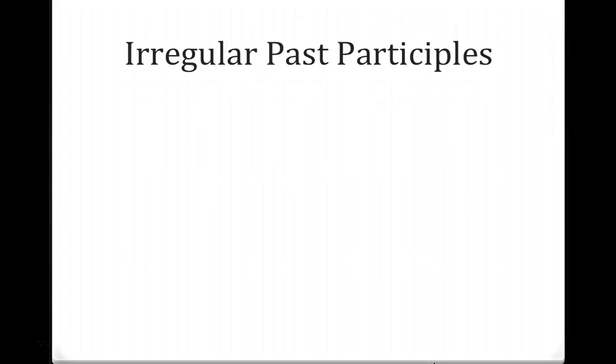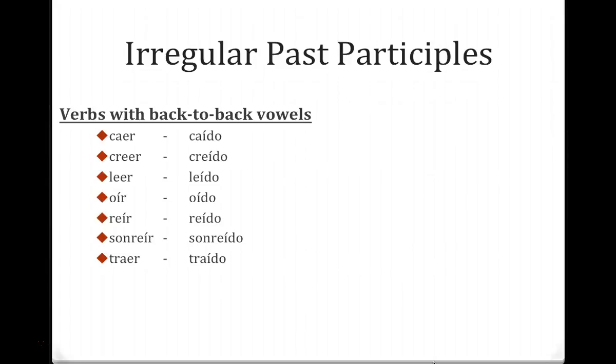As with any other kind of tense that you've learned in Spanish, there are a few irregulars that we need to talk about. The first type of irregular past participles you'll encounter are those verbs that have back-to-back vowels. Now you'll remember we learned the rule about an i to a y between vowels. This is going to be that same group of verbs, but the rule this time is simply that you need to put an accent over the i in your past participle.